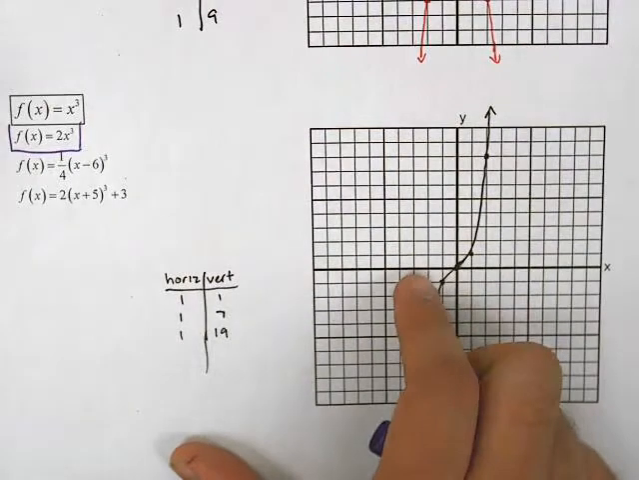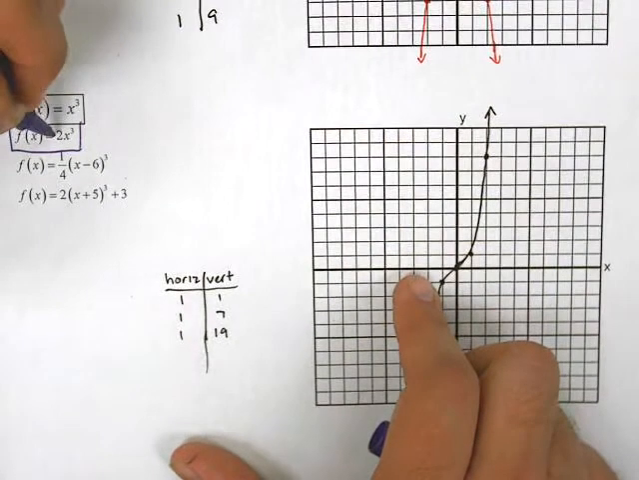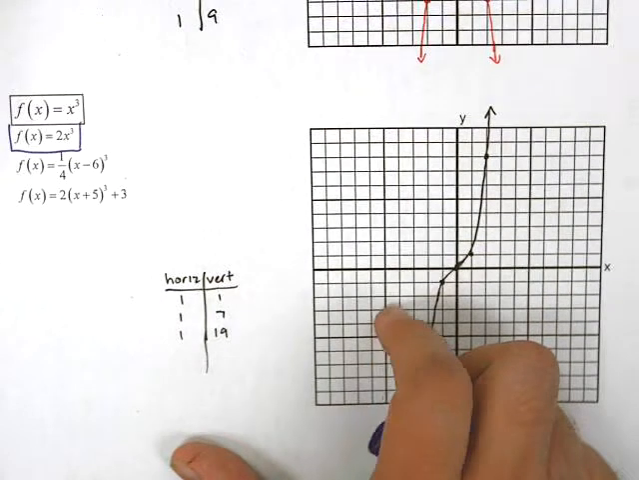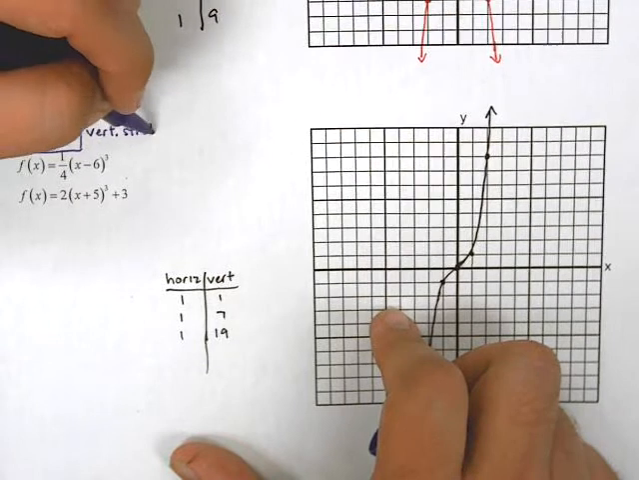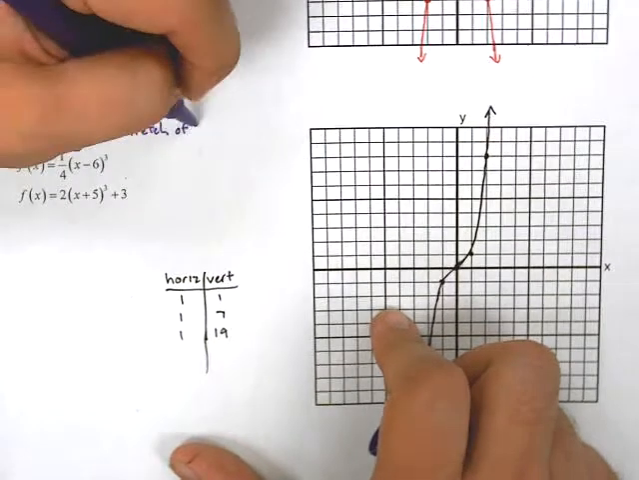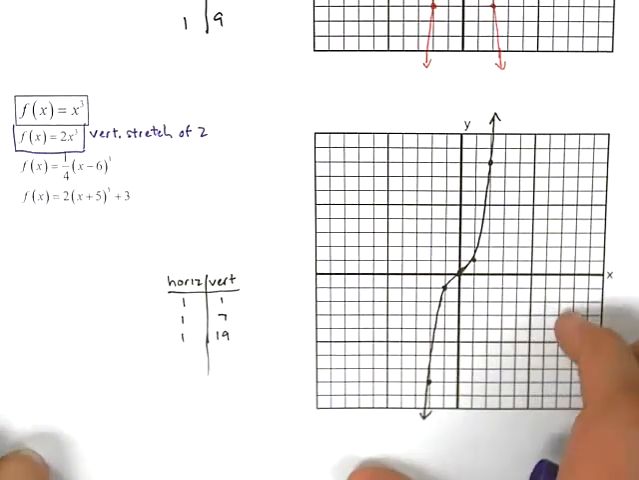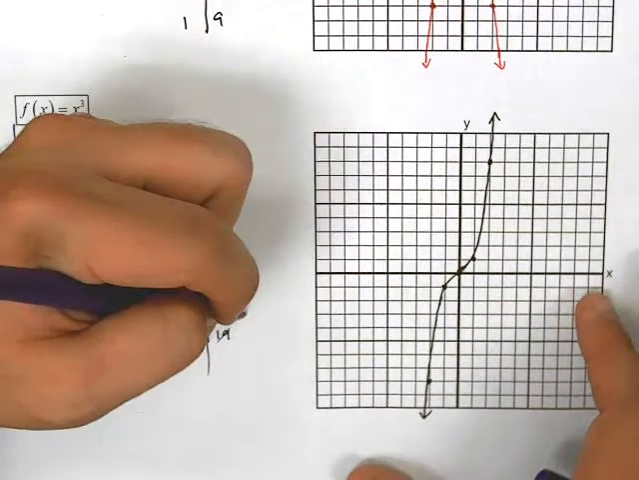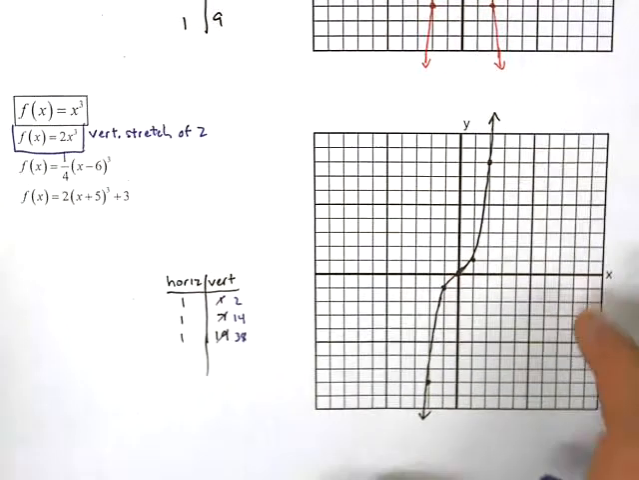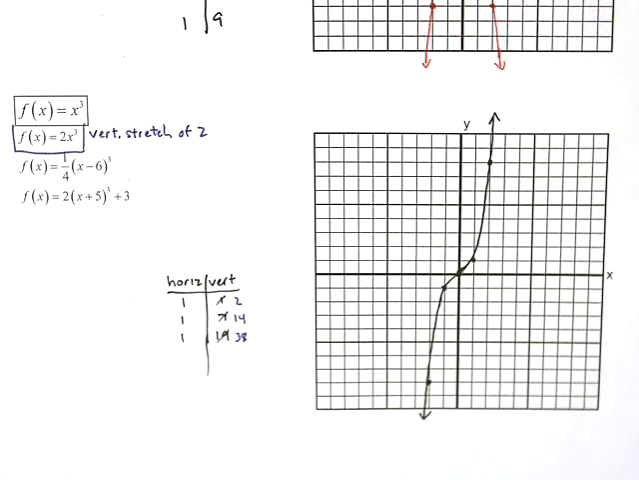Okay? So, done with the black, move on to the purple. Ooh, we have another vertical stretch, right? This 2 is being multiplied outside of the function. So this is a vert stretch of 2. And we know what to do from the last one. We use our growth pattern to help us out. This is 2, this is 14, this would be 38. There's no way we're going to graph that, but good to know.